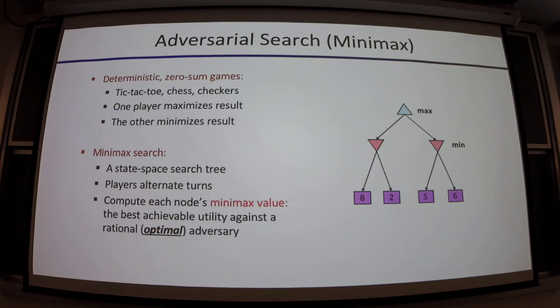Okay, so minimax search here is our first example of adversarial search. It is for deterministic zero-sum games. So this can work on things like tic-tac-toe, chess, checkers, where one player is maximizing the result and the other is minimizing the result, or maximizing some inverse problem, kind of equivalent. In minimax search, you have your state-space search tree, very similar to what we've talked about in the past. Players alternate turns, which corresponds to layers of this tree. You're going to compute each node's minimax value, which is the best achievable utility against a rational or optimal adversary.